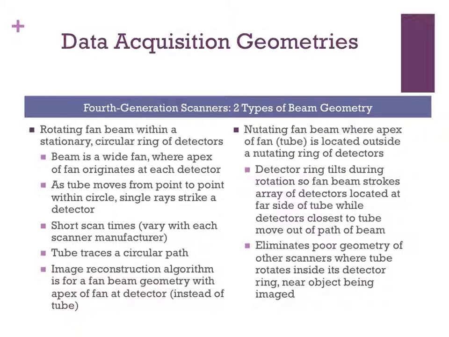The second type has a nutating fan beam, where the apex of the fan is located outside a nutating ring of detectors. The detector ring tilts during the rotation, so the fan beam strikes the array of detectors located at the far side of the tube, while the detectors closest to the tube actually move out of the path of the beam. And here the term nutating refers to the tilting action of the detector ring during the data collection process. This type of scanner eliminates the poor geometry of other scanners where the tube rotates inside its detector ring near the object being imaged.